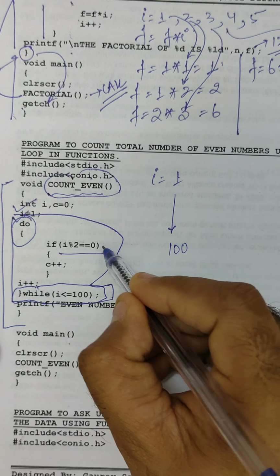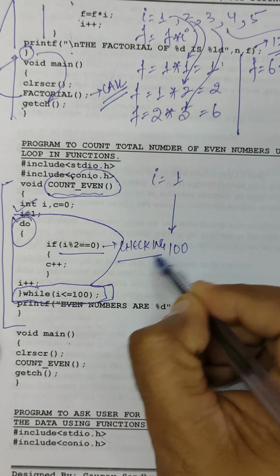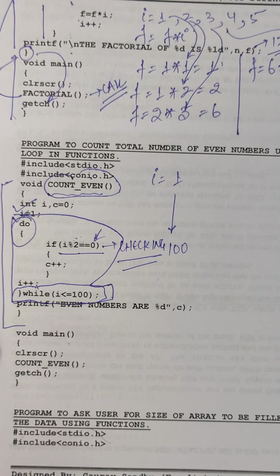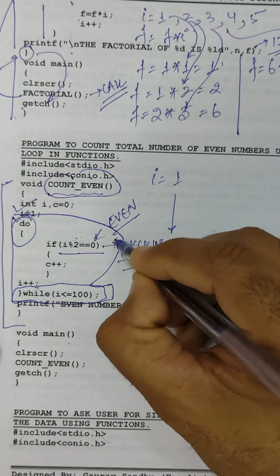Here what am I doing? I am checking. What am I checking? I am simply checking whether the value of I when divided by 2 gives a remainder of 0 or not. If it gives a remainder of 0, then that number is even, else that number is odd. If the number is even, I simply increment C. Here C stands for count. It is counting how many even numbers are there.